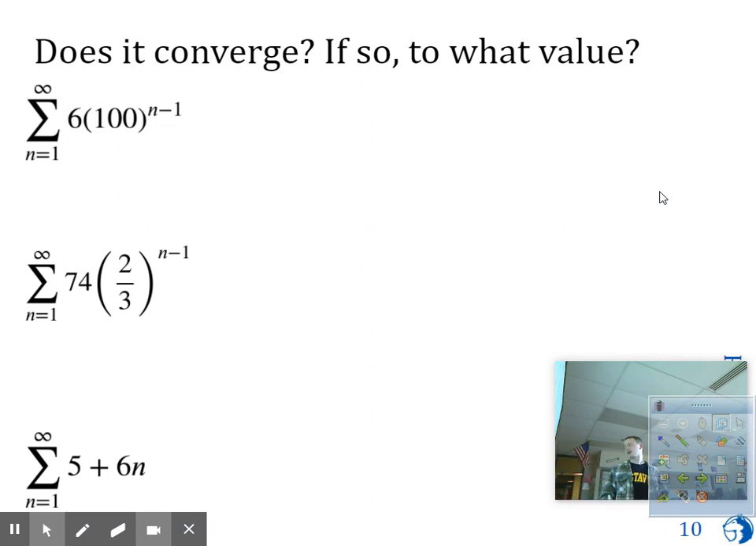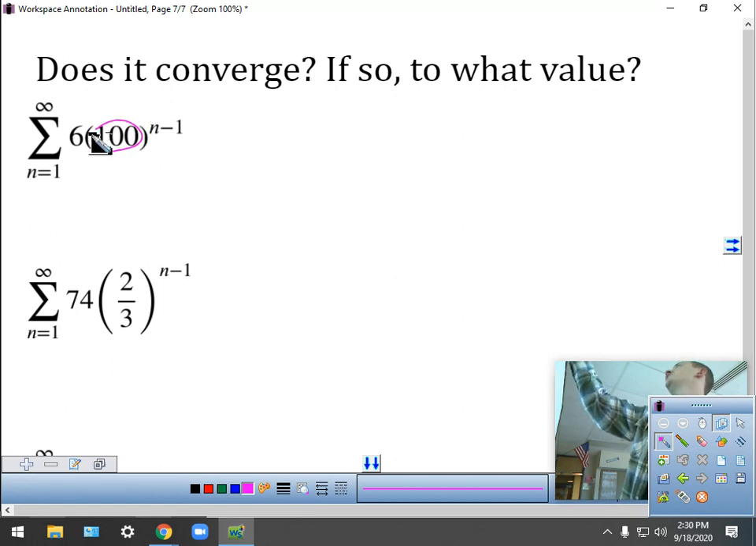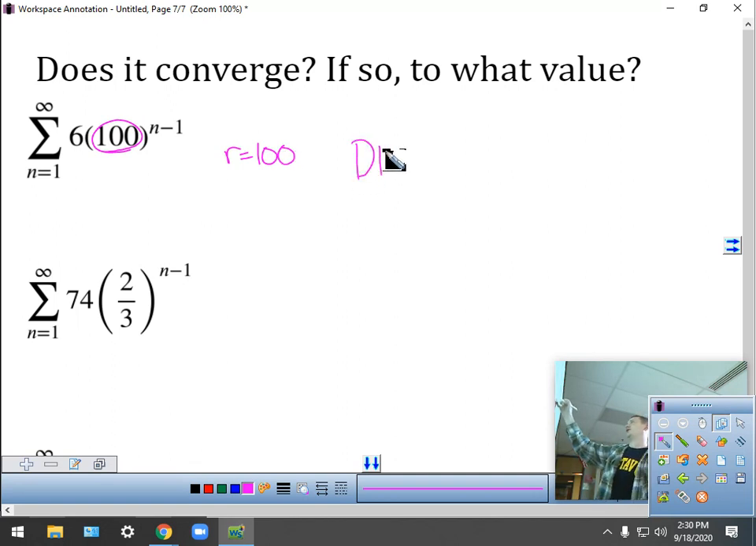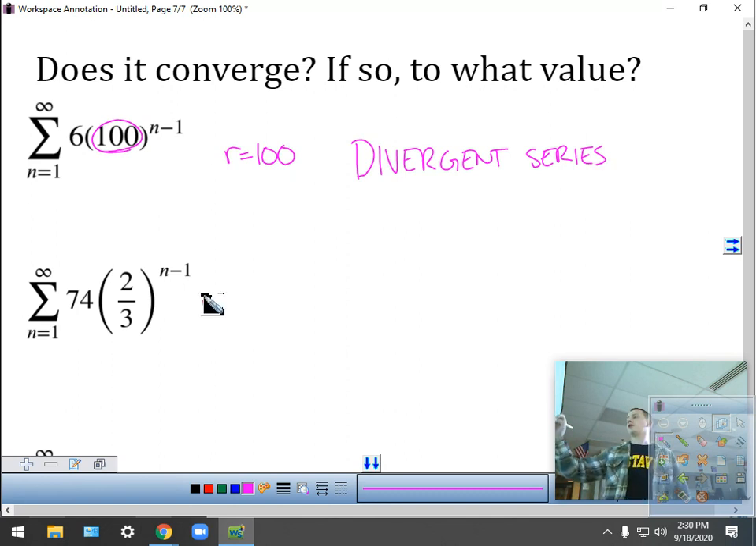Just a couple practice problems. We're assessing to see if we have a convergent series or not, and then we're going to see if we can find what it converges to. So in this one, R is 100, which is definitely not between -1 and 1. So this is a divergent series. In this one, R is 2/3, so that's between -1 and 1. So this one converges.